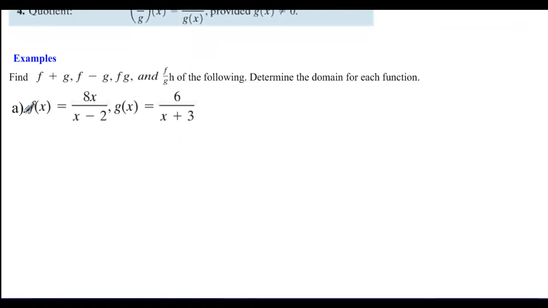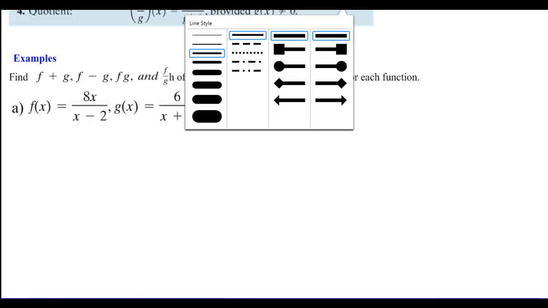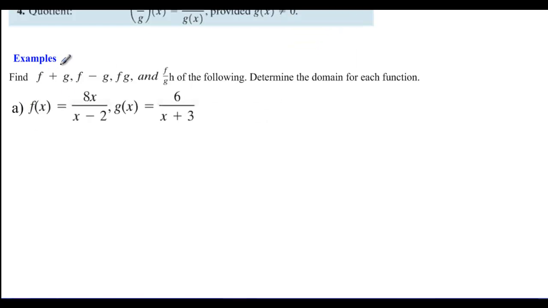So let's look at this first one. So let's look at A. We'll go through and add, subtract, multiply, and divide. And before we go there, let's look at the domains. So for f of x, we have 8x over x minus 2. Well, that means that x minus 2 cannot be 0. So x minus 2 is not going to be 0. So that means that x is not going to be a positive 2, because we're going to add 2 to both sides to solve there.